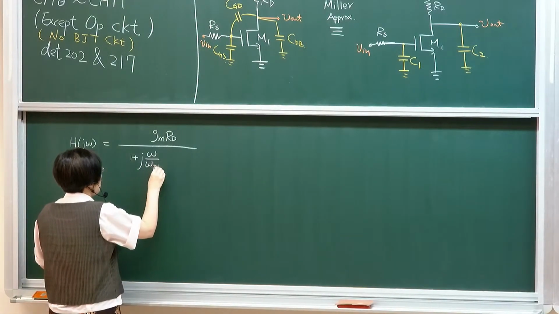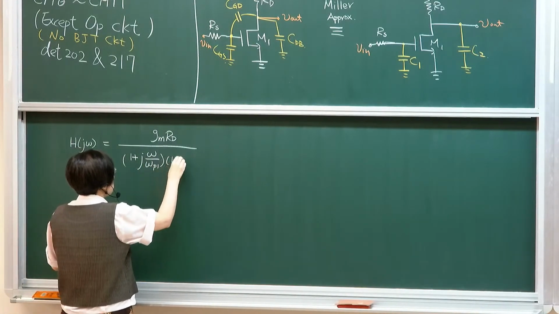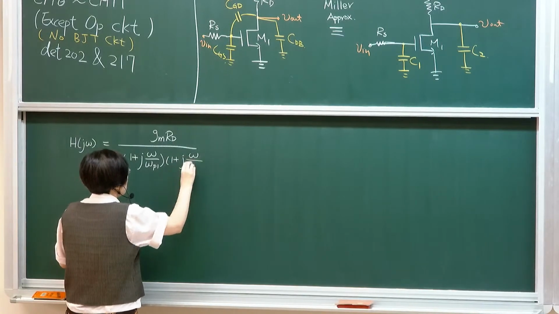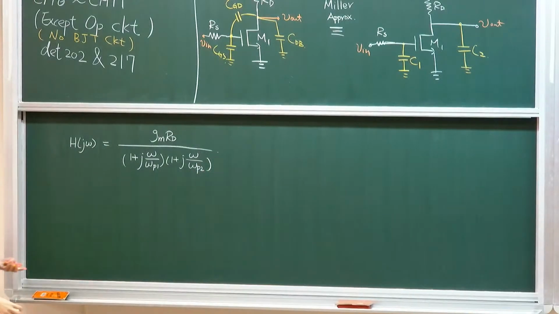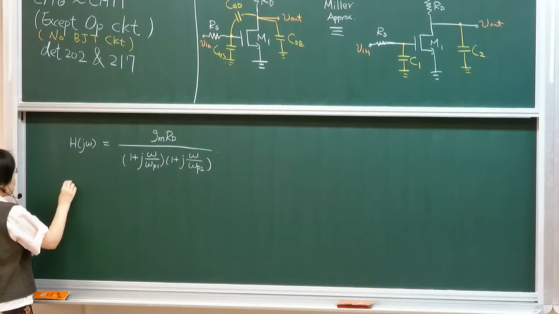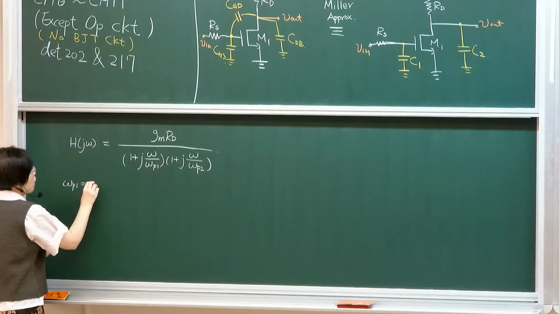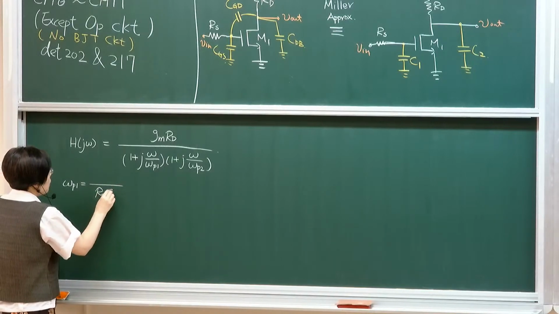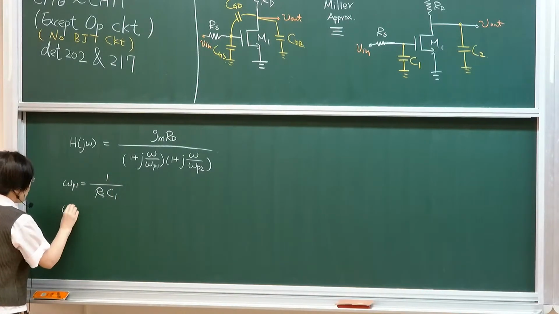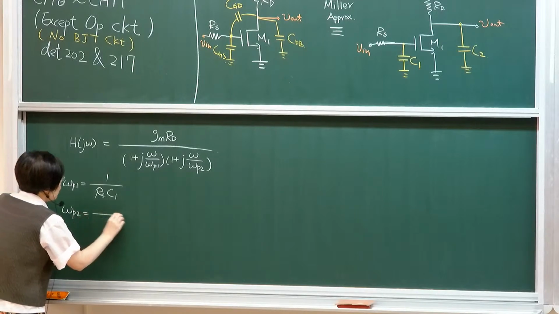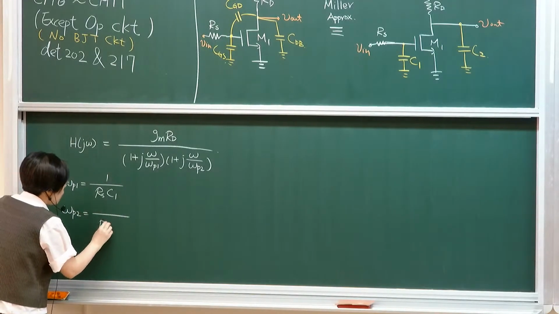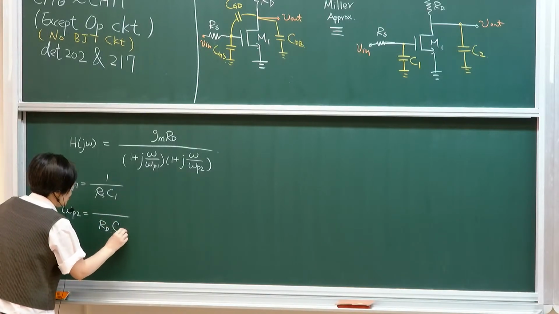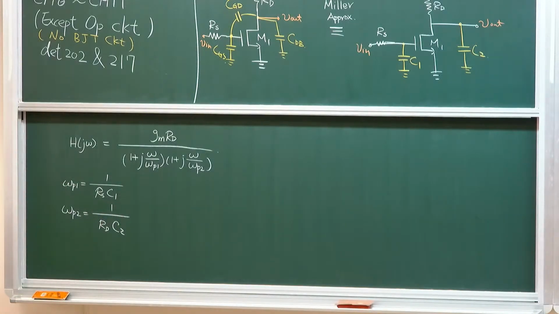Omega P1, 1 plus j omega P2. So I have 2 poles. One is omega P1, which is RS input pole C1. Omega P2 is RD, output resistance times output terminal capacitance.